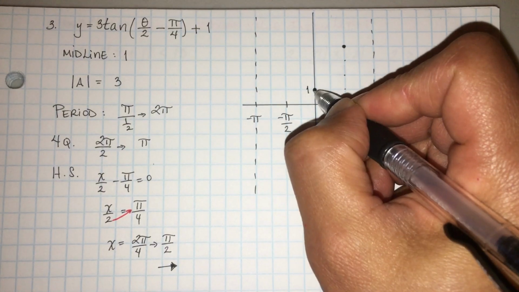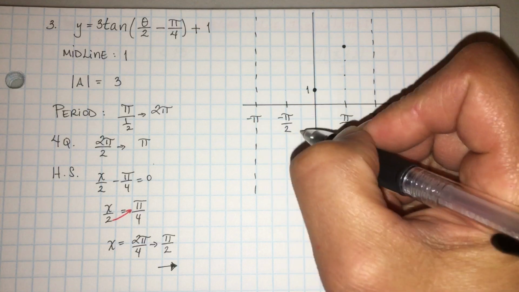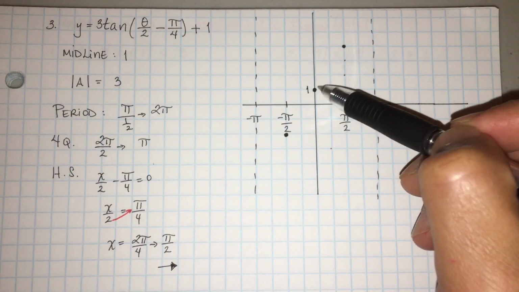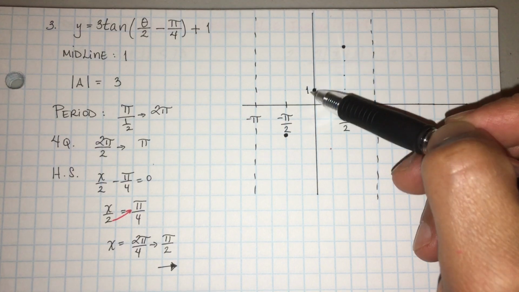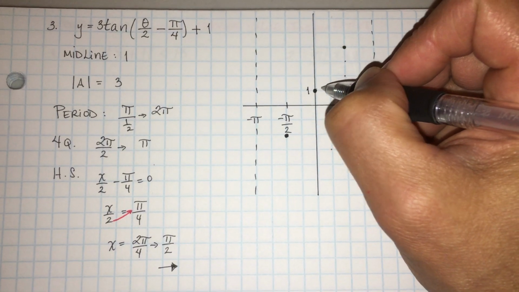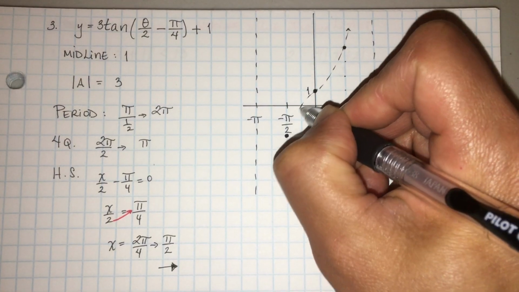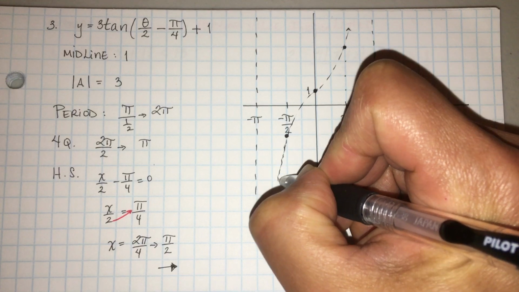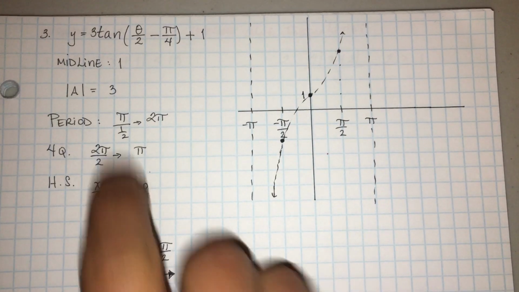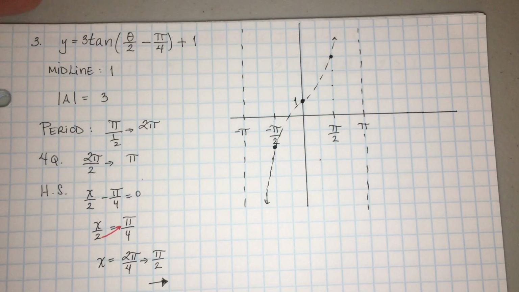By the time I get to negative pi over 2, from here, 1, 2, 3, right there. I can tell I'm doing it right because you see this is the same distance right here. Now let's go ahead and connect it. Right there. Right here. It's nice and elongated because this is a 3. It stretches it out. Now all I've got to do is shift it.